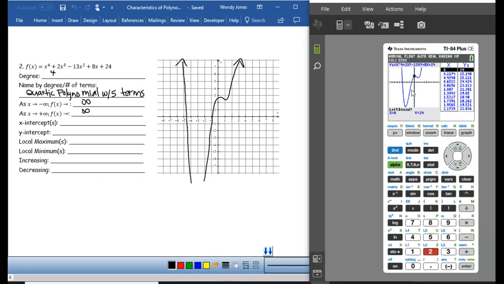To find my first 0, I'm going to go find this one on the left. My calculator says that I need to be left of that point. Once I am on the left of that point, I will hit enter. Then it says to go to the right of that point. Hit enter. And it says guess. We'll hit enter again. So this point is located at -4.8, 0.